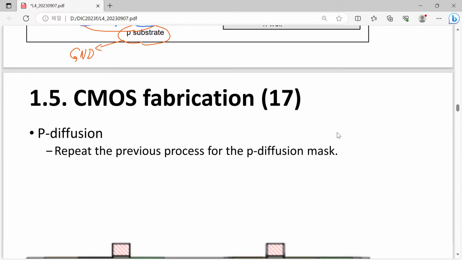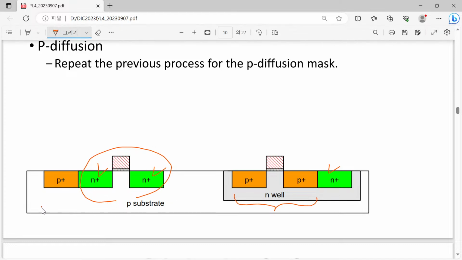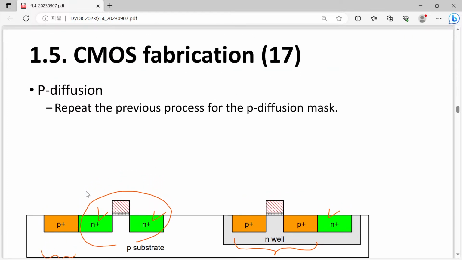In this case, this already made n-type region is protected, and the opening is done only for this one and this one, and we do the implantation. Of course, I wanted to say this one.